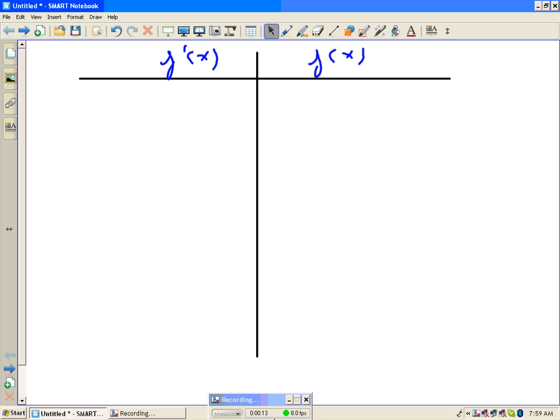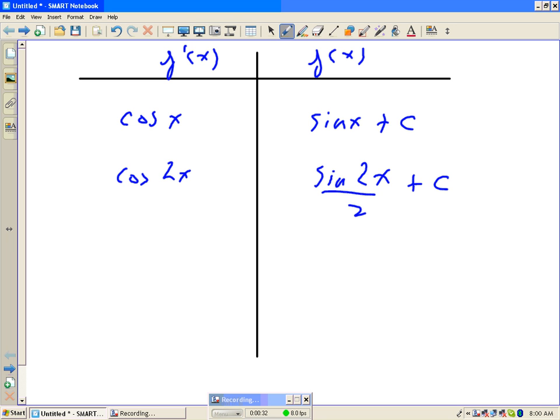Okay. All right. Now, you're really good at this. I know you are. What is the antiderivative of the cosine? Sine, of course, obviously. Okay. And what's the antiderivative of the cosine of 2x? Okay, this is going to trip you up. Sine of 2x would be wrong. We got to fix it. Right. Whoa, you're good at this.